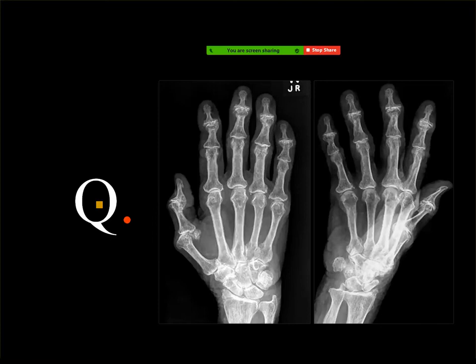This is an X-ray of the hand. Psoriasis. Psoriasis is one of the possibilities. Other suggestions? Scleroderma. Scleroderma, other suggestions.